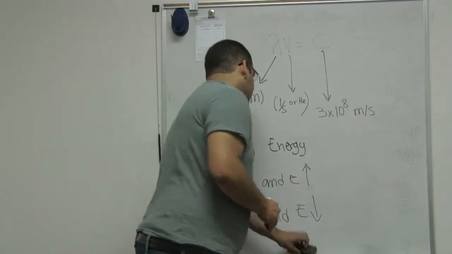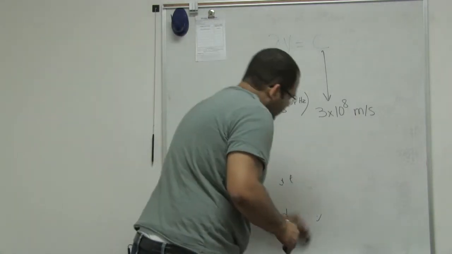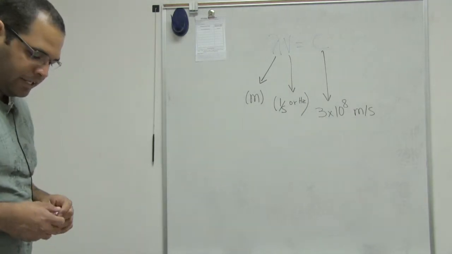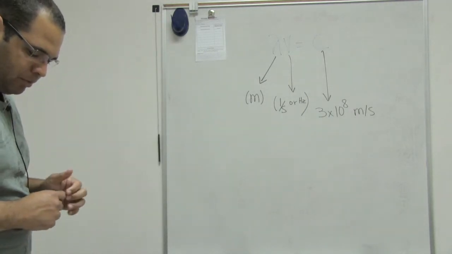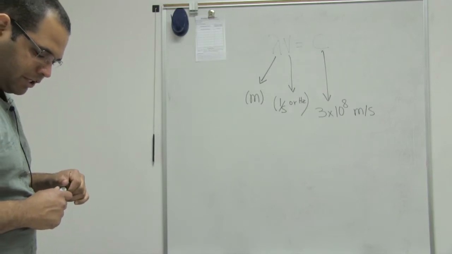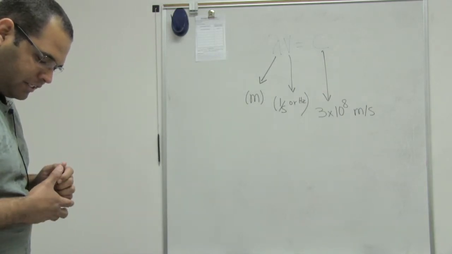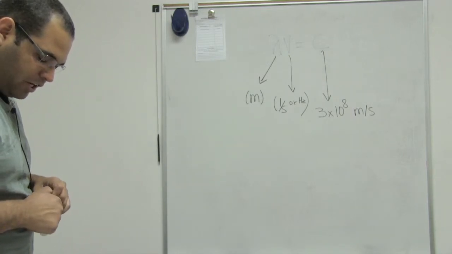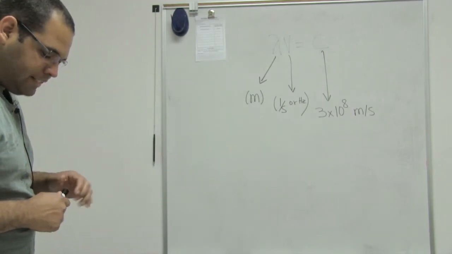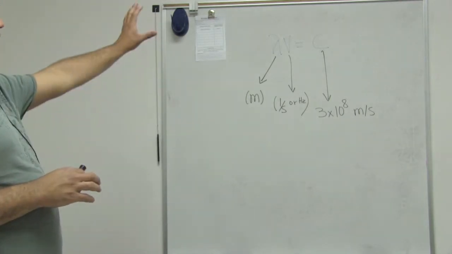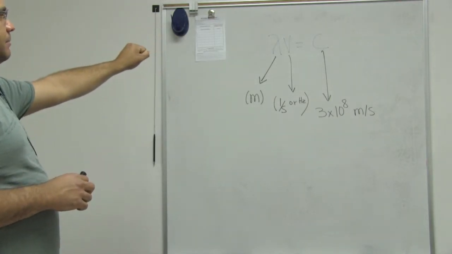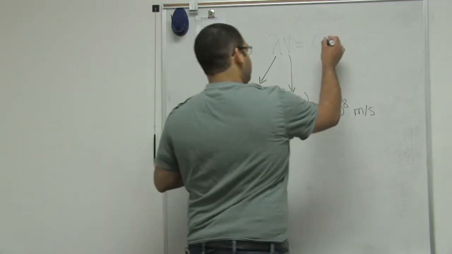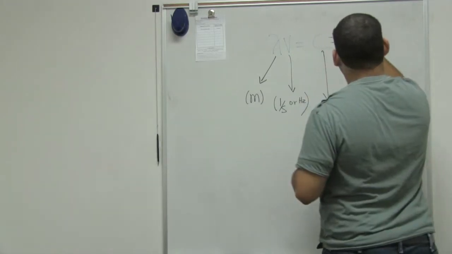So I selected a problem here that says: light with frequency of 7.26 times 10 to the 14th hertz lies in the violet region of the spectrum. What is the wavelength of this frequency of light in nanometers? So I have my formula. It asks me for the wavelength. So I know that I need to solve my formula for wavelength.